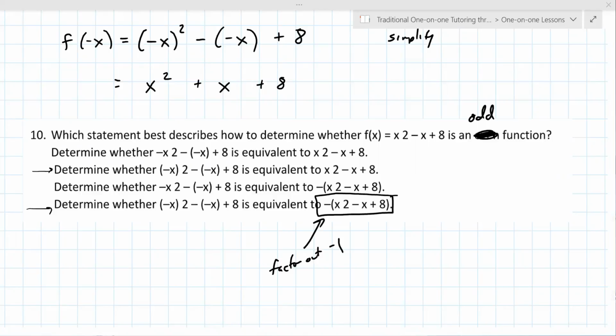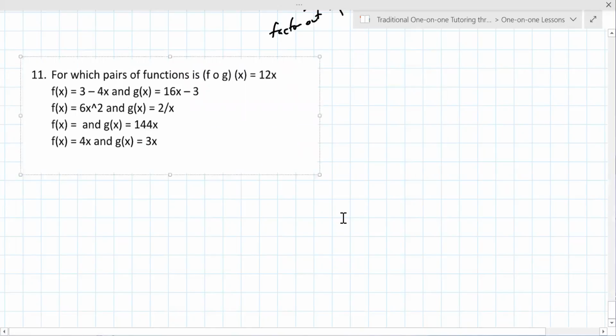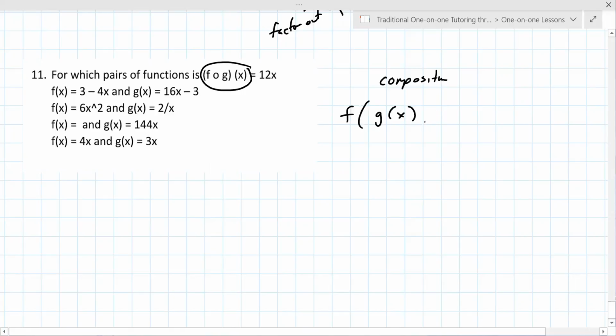All right, question 11. For which pairs of functions is... what is the word for this right here? What does this symbol mean, this bubble? Oh, composition. Composition, yeah. And sorry, because we've been talking about the problems not being correct, I was looking at the other problem, trying to figure out why it was wrong.